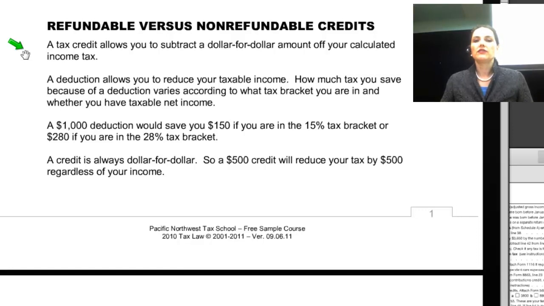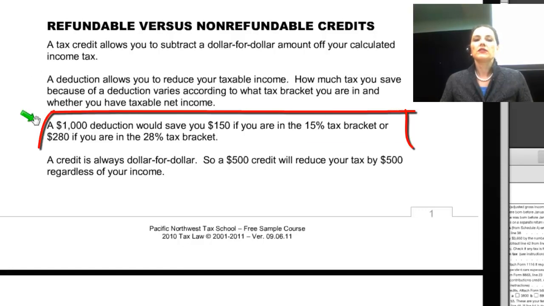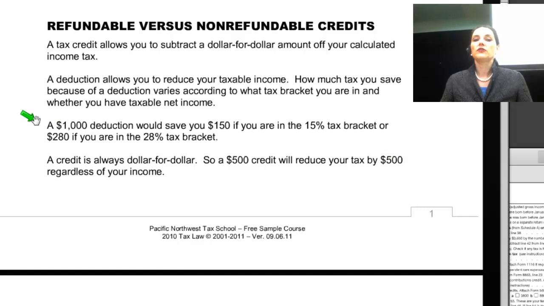A tax credit allows you to subtract a dollar-for-dollar amount off of your calculated income tax. A deduction, by comparison, allows you to reduce your taxable income. How much tax you save because of a deduction varies according to what tax bracket you are in and whether you have taxable income. A $1,000 deduction would save you $150 if you are in the 15% tax bracket, or $280 if you're in the 28% tax bracket. So what that's saying is the higher your level of income, the more money a deduction can save you.